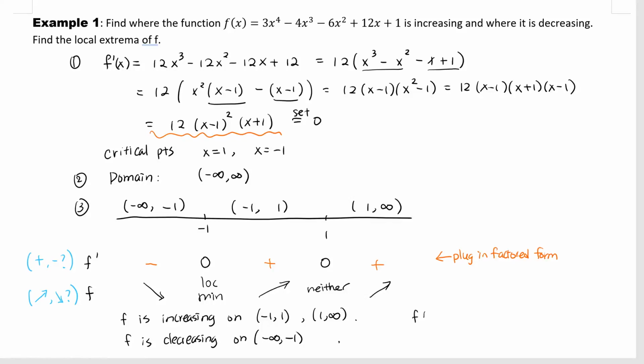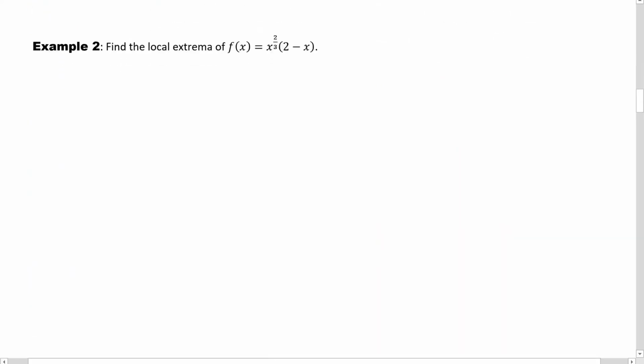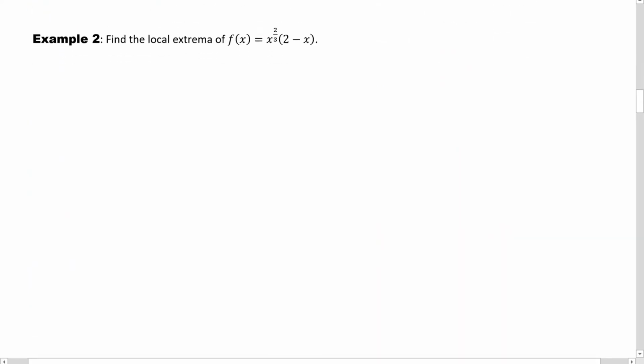And f has a local minimum at x equals -1, and f has no local maximum. Okay, so this is how we answer the problem. All right, let's continue and look at example 2.